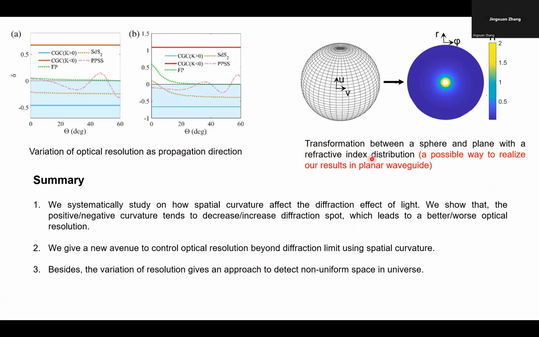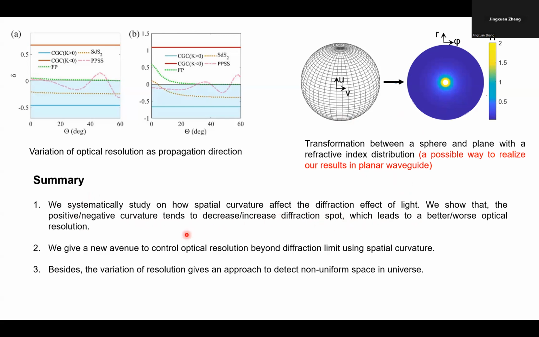As mentioned earlier, we can transform the surface into a plane with specific distribution of refractive index. For example, we can transform a sphere into a plane. These two systems share the same dynamics of light, and we can use the planar waveguide to realize all the results we obtained. Okay, in conclusion, we systematically studied how the spatial curvature affects the diffraction effect of light.